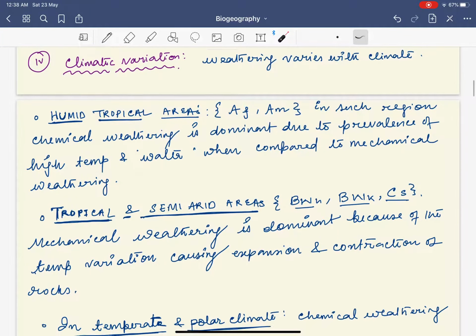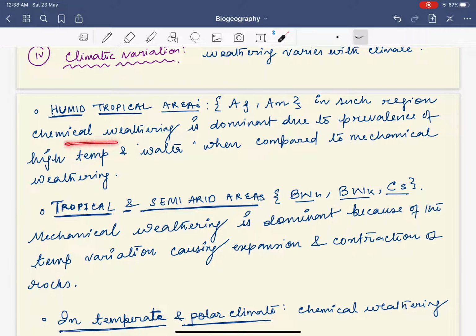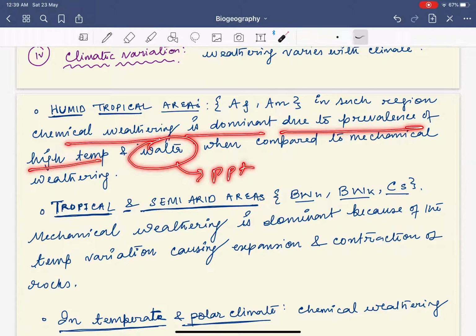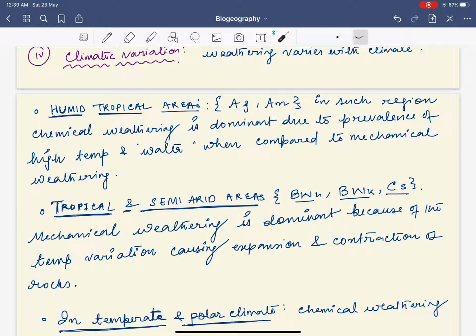Now, in the humid tropical area, chemical weathering is dominant due to the prevalence of high temperature and water. When I say water, it is nothing but your precipitation, when compared to your mechanical weathering. I hope you got the clarity that in the humid tropical area the amount of rainfall is more, as a result of which running water remains a dominant form of erosion. And again it says that in such a region your chemical weathering is more dominant because of your high temperature and presence of water when compared to your mechanical weathering.